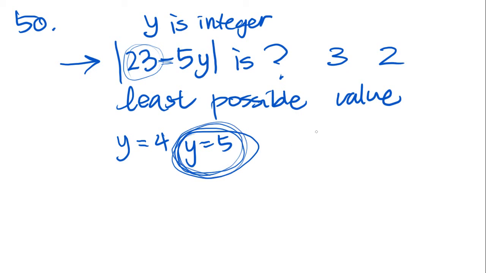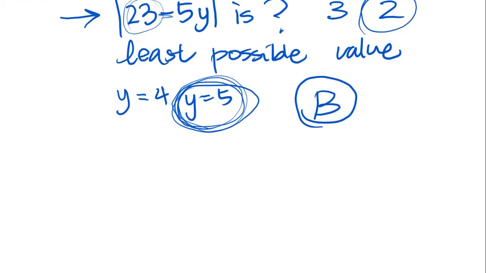Now, what's funny is in the answer choices, they have 5 as one of the answer choices, and that's E. If you picked 5, you'd be wrong. Remember, what the question is actually asking you is what is the least possible value, and the least possible value is 2. So the actual answer choice is B. So just don't be fooled on that one.